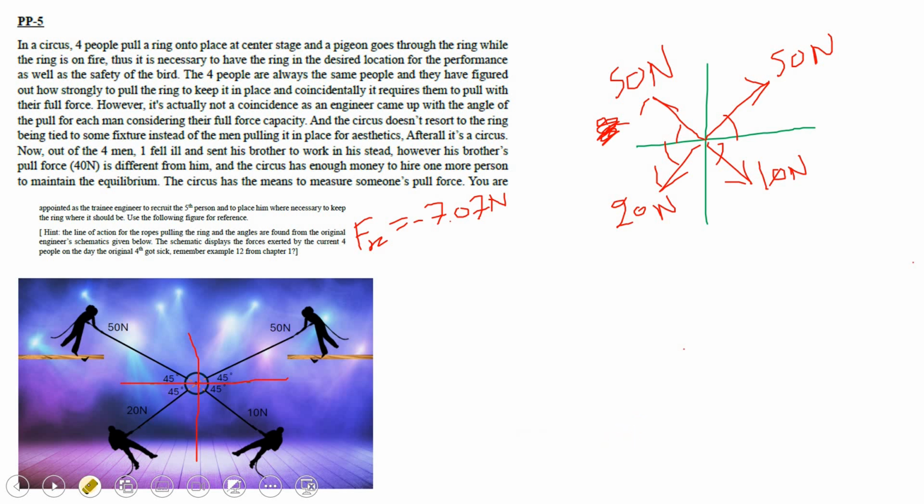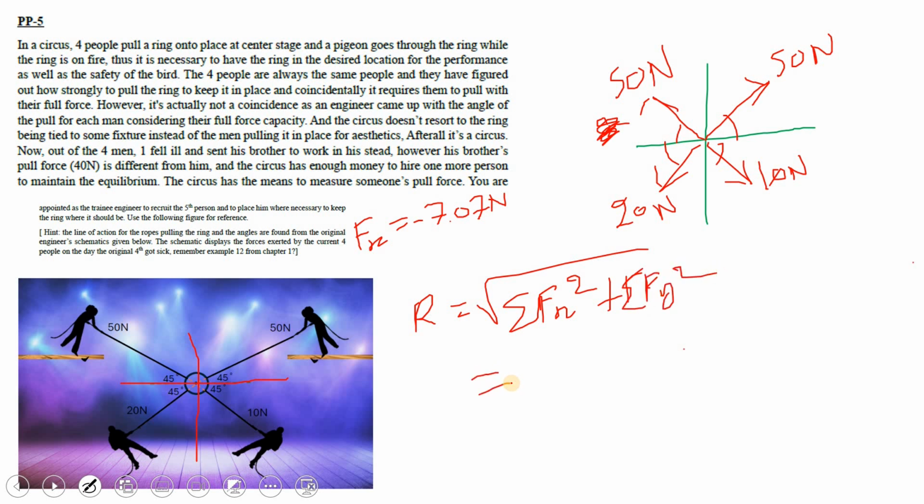Alright, so for the resultant force, we know the formula, which is the root of summation Fx squared plus summation Fy squared, and it comes out to be 49.99 newtons, so almost 50 newtons. So we got one of our answers.